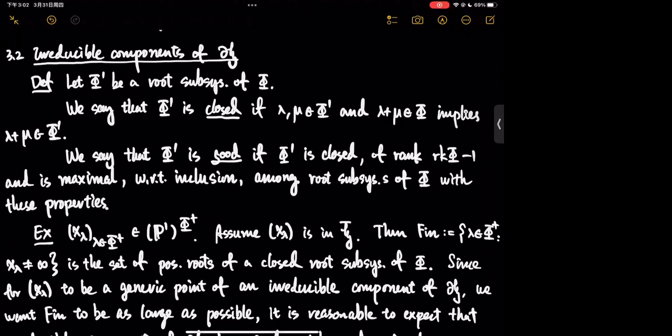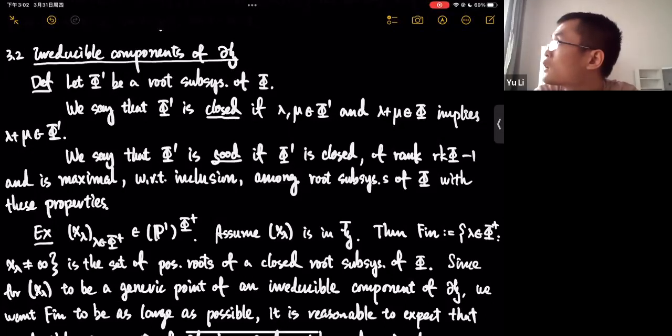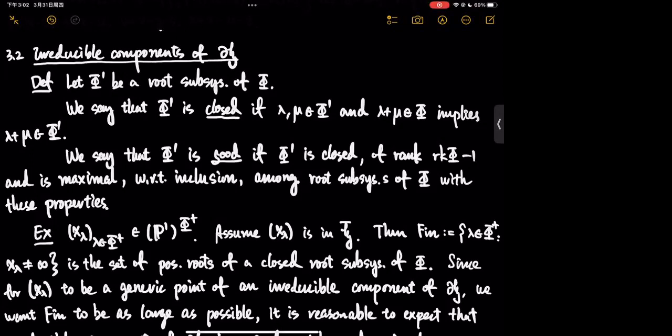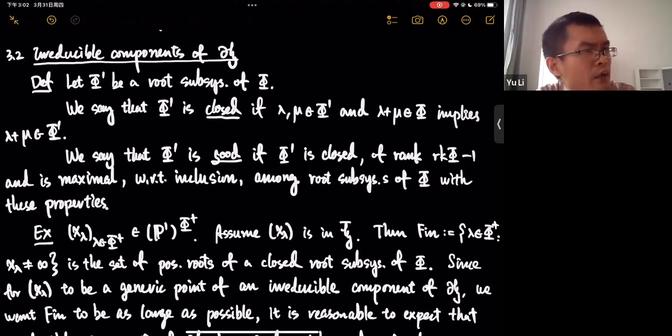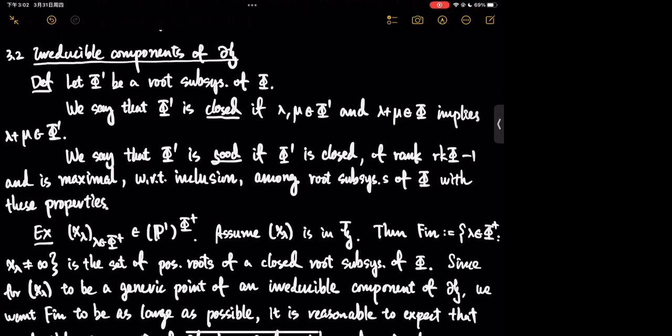Just a follow up, I guess. If a subsystem is not closed, looking at the map between the root system and its dual root system, sending roots to co-roots, if one subsystem is not closed, can we say anything about its dual? Can we say anything about the co-roots?